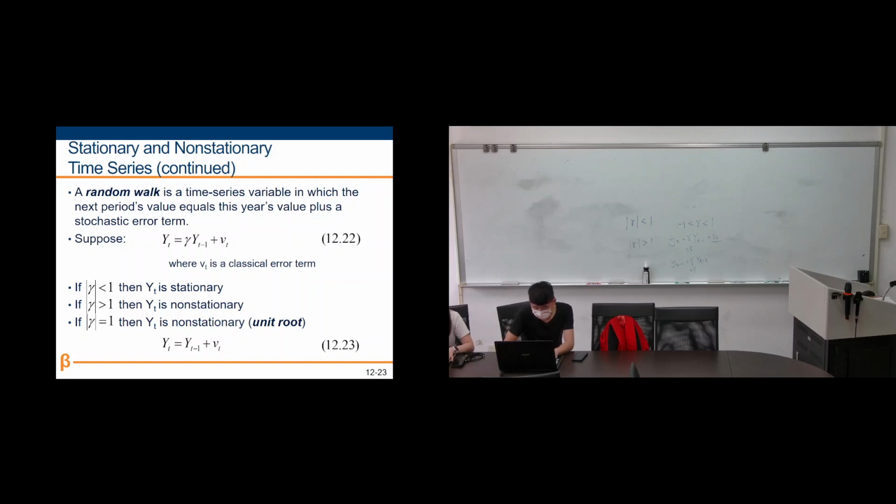Well, if gamma is exactly equal to 1 in absolute value, that means two cases, positive 1 or negative 1, and this is what we call unit roots. Remember that term, unit roots. It can be negative 1, but in most situations it is positive 1. Unit roots: what does that mean? The current value is the same as the previous one.